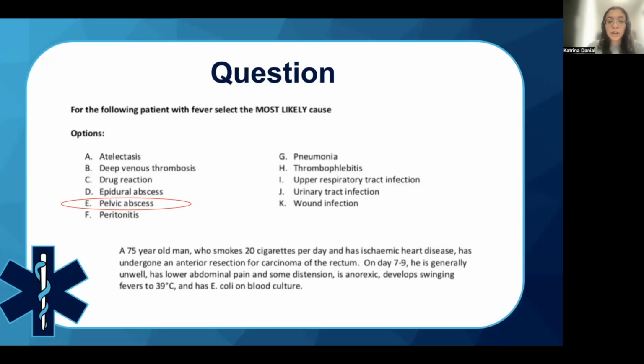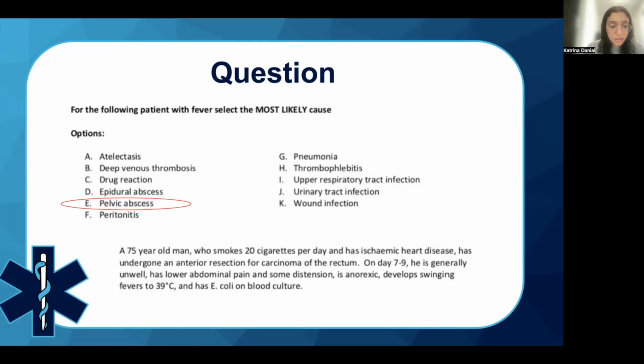Okay, so he has a fever on day 7 to 9, which gives us a clue. He has the abdo pain, and he's got high fevers. And also the helpful hint is that he has grown E. coli, so that gives us an idea of where the problem is coming from. It's probably coming from the abdomen.